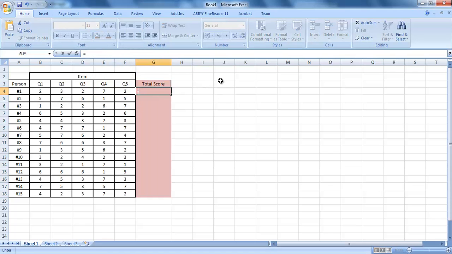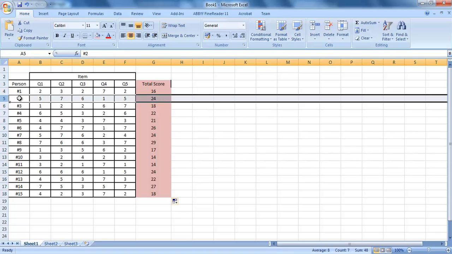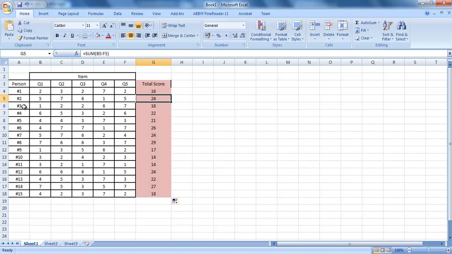So the total score for person number 1 is simply the sum of cell B4 to cell F4. So let us just duplicate this formula. So the total score for respondent number 2 is 24. The total score for respondent number 3 is 18. And so on and so forth. The total score for respondent number 15 is 18.